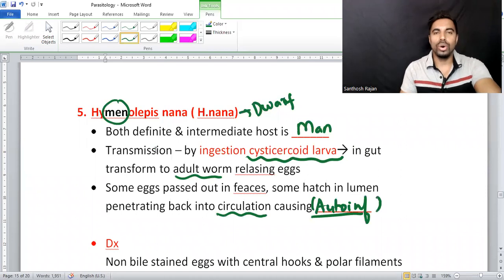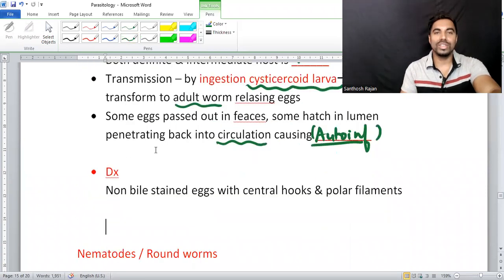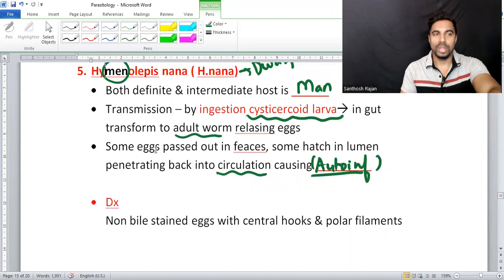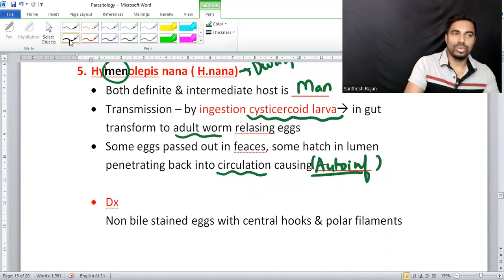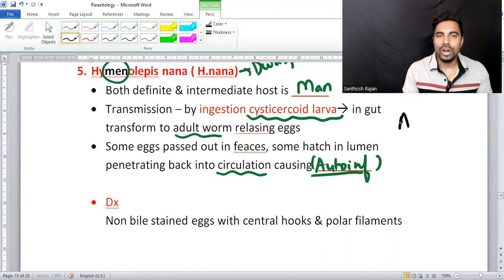Now you should know a few exceptions, the infections that cause auto-infection. You must know this. Very, very important question. What are they? Do you remember the shortcut?